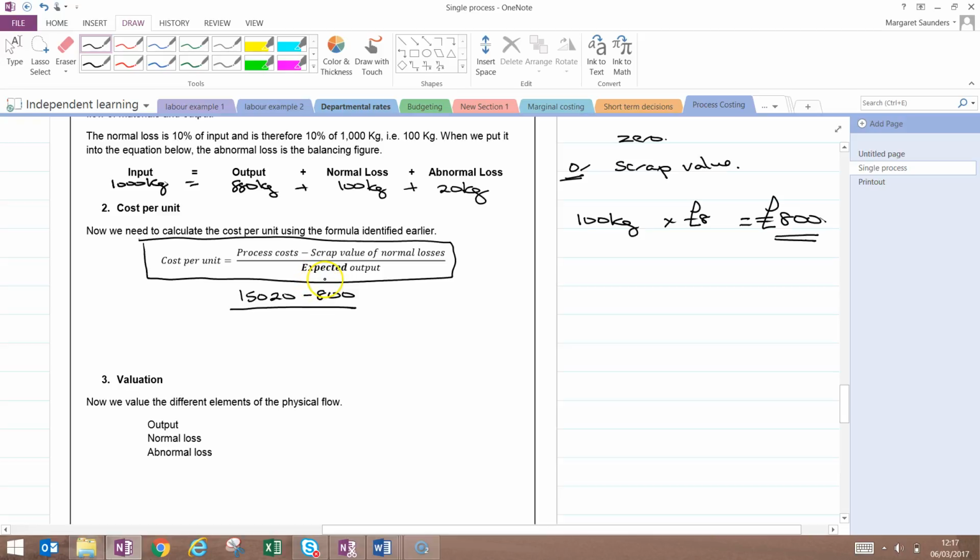Now our expected output is what we put into the process minus what we expect to lose. In other words, our normal loss. So we do expect to get 900 kilos from this process, and that's what we will divide by.